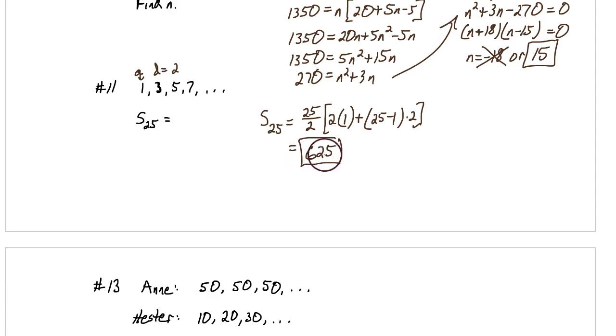By the way, 625 is equivalent to 25 squared, and 25 was the number of terms we added. So isn't that interesting? But we'll leave that for a future section.